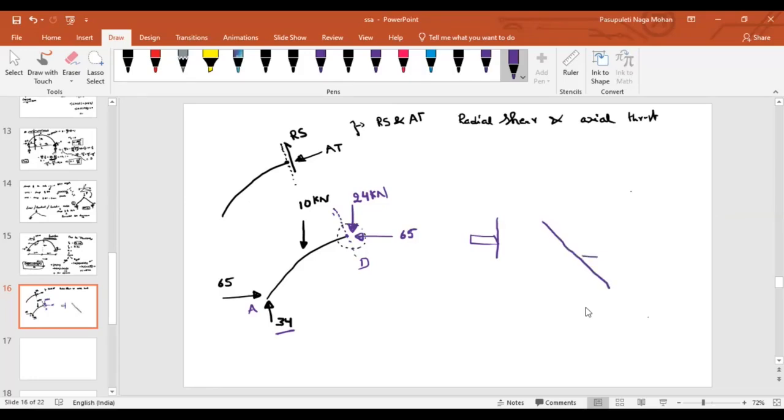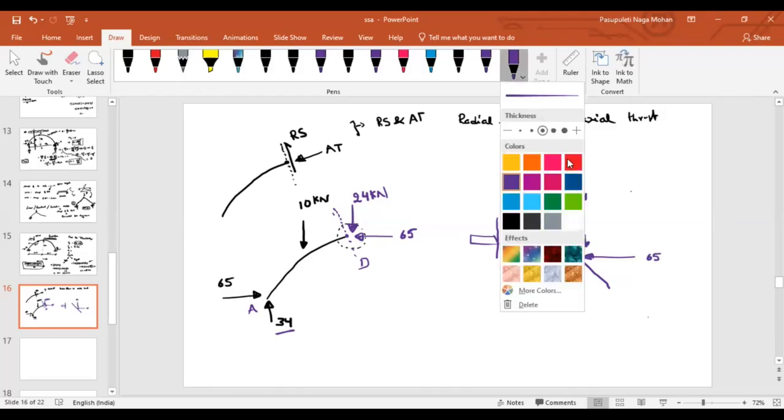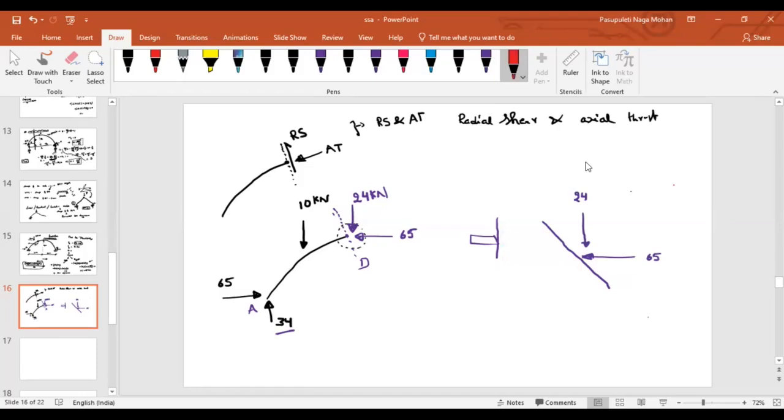On that section, what do I know? I know that this is my horizontal reaction, and this is my vertical reaction. But what is our interest? Our interest is to find this one. We have to find out along this section what is your axial thrust, and parallel to this surface we have to find out what will be your radial shear.